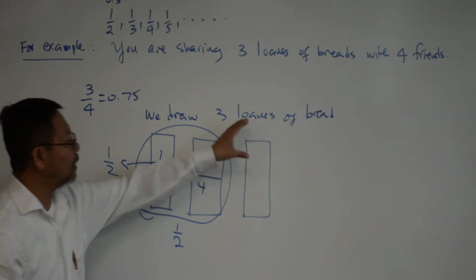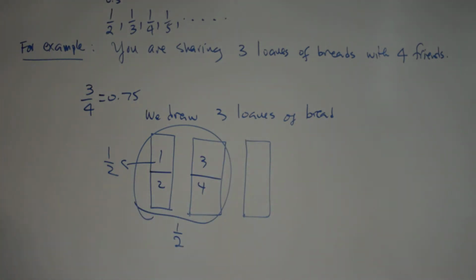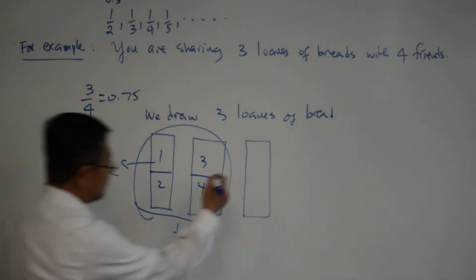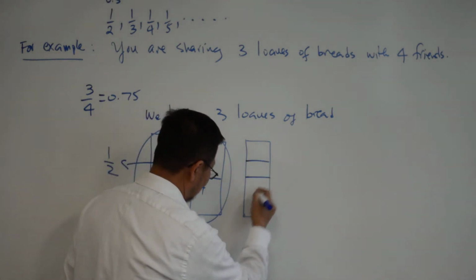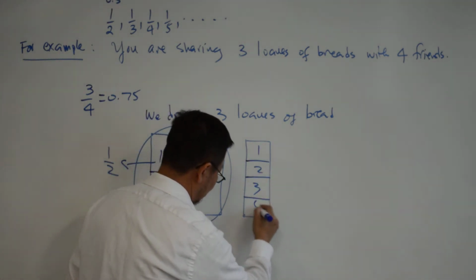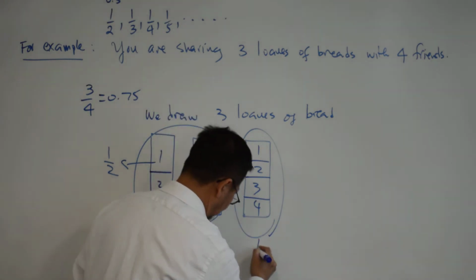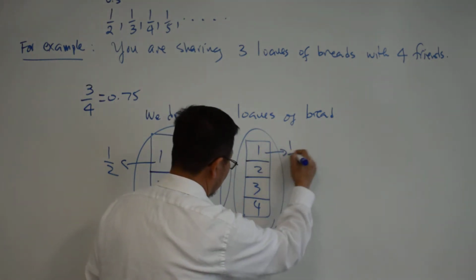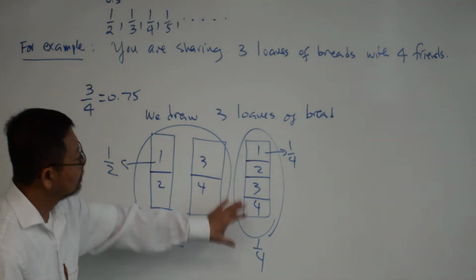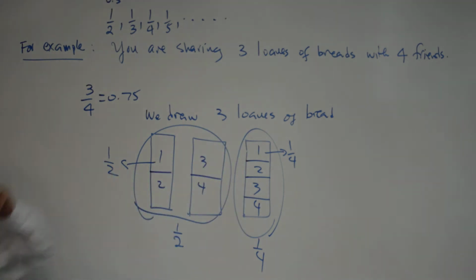Now you have one loaf left over, you want to share among 4 friends again, so everyone gets a what? Cut it into fours. Yes, cut it into 4, because if you go 1, 2, 3, 4, everyone gets a quarter now. So this is 1/4, right? 1/4, okay? 4 total.